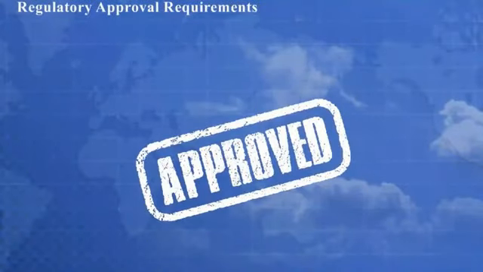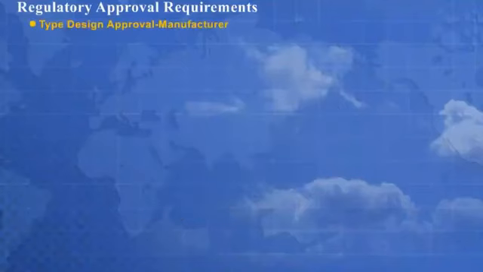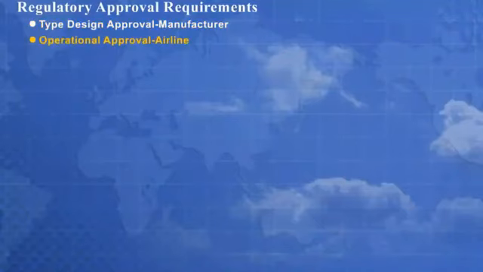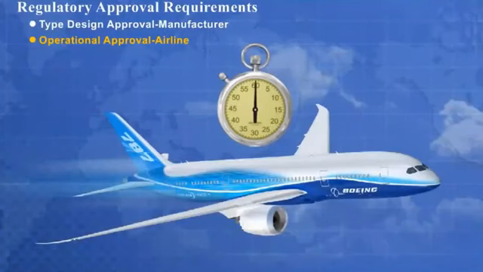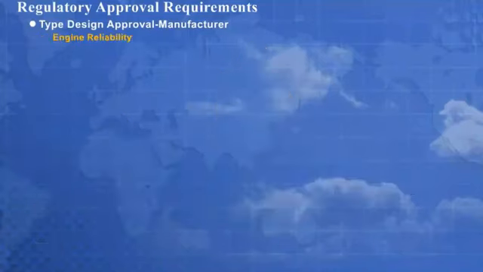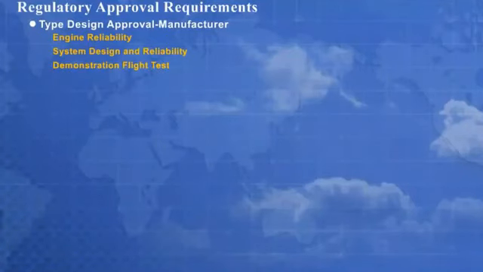ETOPS operation requires two levels of regulatory approval. First, the airplane manufacturer must obtain a type design approval for the airframe engine combination. Then, the airline must obtain operational approval from their regulatory authority. Operational approval can be obtained at initial service entry of a new model using the accelerated ETOPS approval method. Type design approval is based on engine reliability, system design and reliability, and a demonstration flight test program.